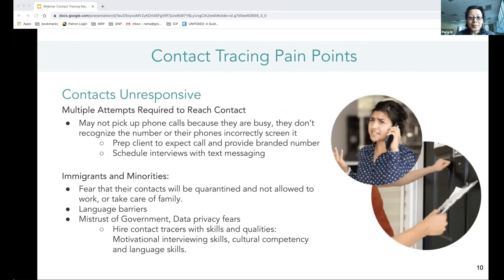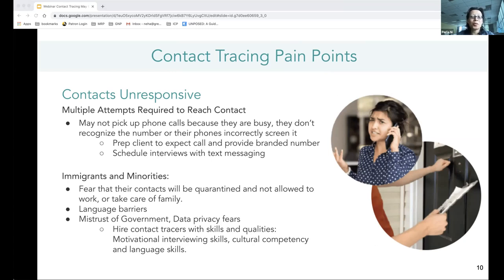So we want to talk a little bit about the contact tracing pain points. Many of you may already know this from your work in contact tracing for TB or foodborne illnesses, but I wanted to review some of the pain points that may not be as apparent to all the folks that you're going to be training to do this work. One, first of all, contacts may be unresponsive. It may require multiple attempts to reach a contact.